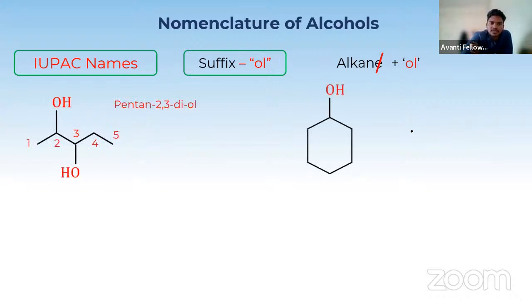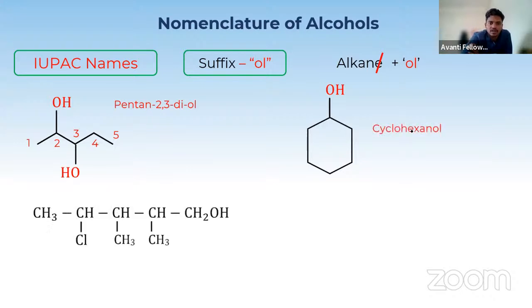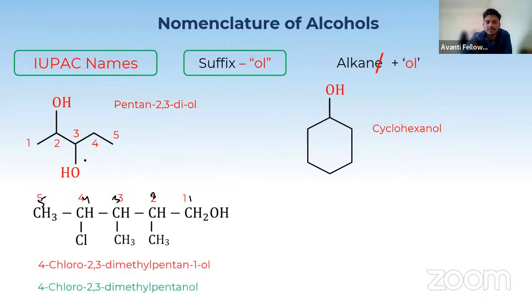So pentane 2,3 diol. How do you name this one? Again, cyclohexanol. And how do you name this one? This can be explained by numbering 1, 2, 3, 4. Okay, so that is 3-chloro 2,3 dimethyl pentane.